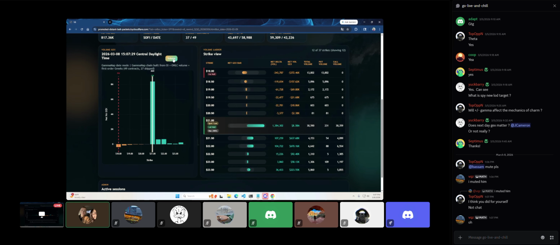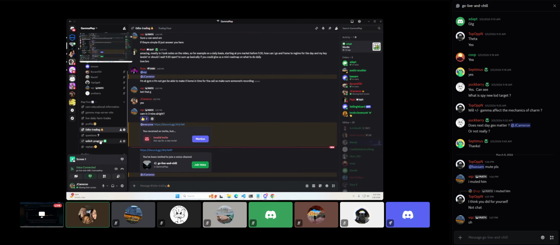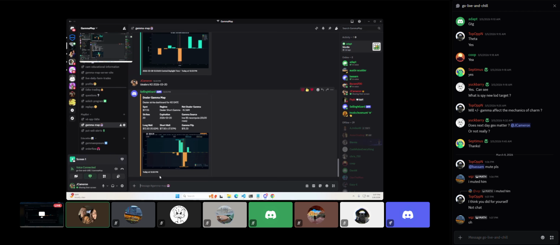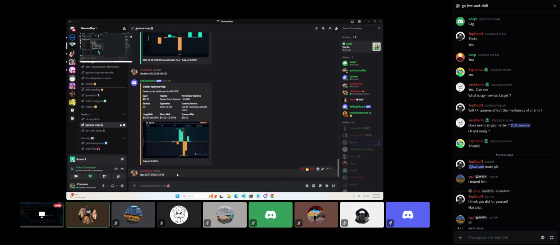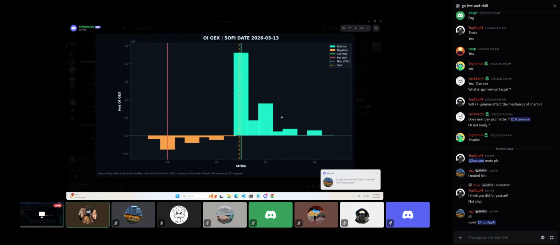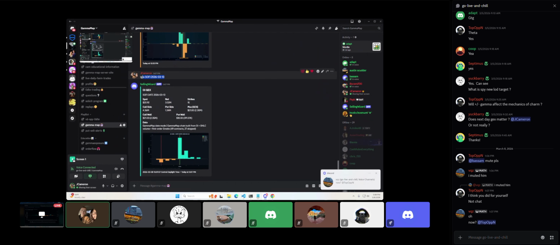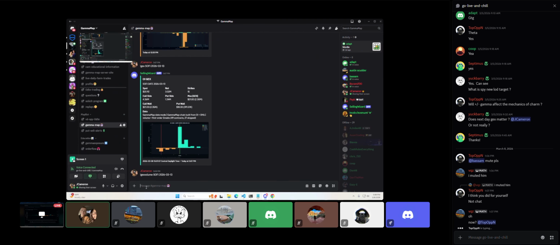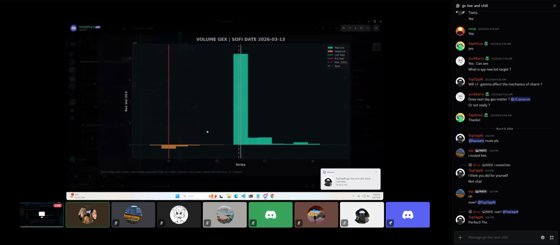So you can check both of these, and these are both on Discord now too with commands. So to do that, I put information on the Discord, but you can go to the same bot. If you go to GammaMap, you can run JEX. So SoFi 2026 03 13 for Friday, and you get the same picture. And then you can also do JEX volume, which is going to give you that same picture, but with the volume exposure.